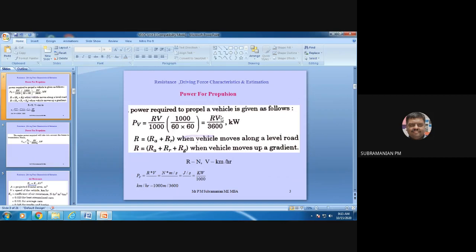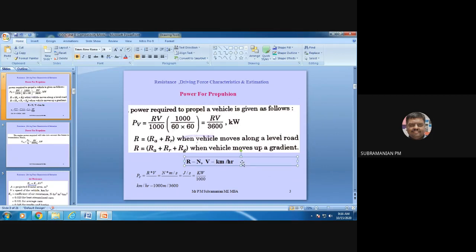Whenever it is VDDC or any automobile problem, we will not say V as meter per second. We will say V as kilometer per hour. So no need of converting the given data. What we are doing is modifying the formula itself so that V is in kilometer per hour. I will be substituting it directly to get PV. Please remember this. I have given it in the slide also. So when you are finding out PV, R should be in Newton and V should be in kilometer per hour.